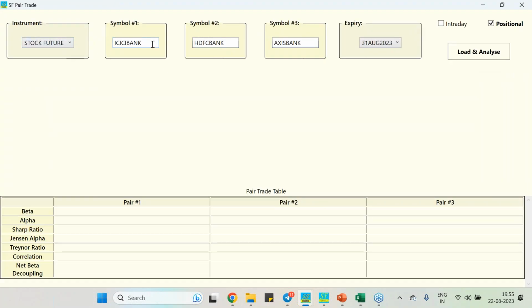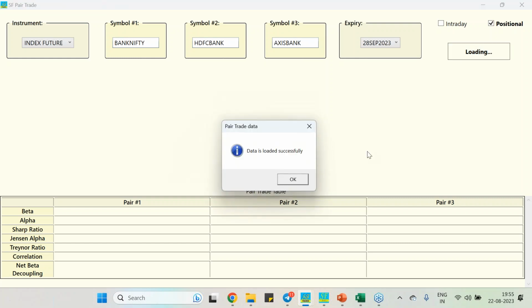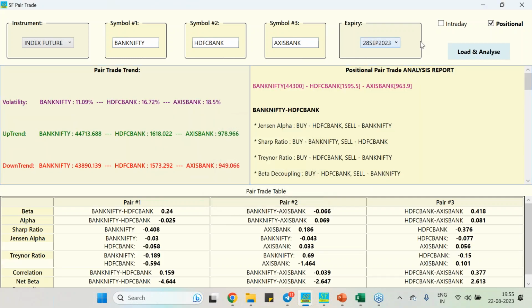This is how the interface will look. If I'm going for an index, I'll just put in Nifty or Bank Nifty. Say I'm going for Bank Nifty, comparing with HDFC and Axis Bank. Both are banking stocks. 31st August is going to end. It has both intraday and positional, so say I'm going for the September series. All three are September series. The same way as the Excel data I have described, it takes it and forms its own. You can see that with a click of the mouse, just load and analyze.